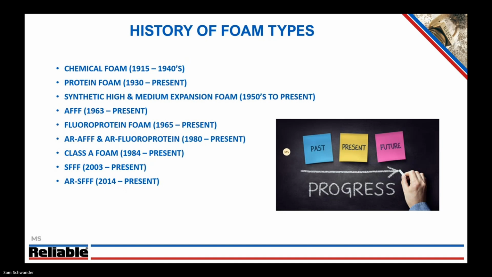Class A foams were developed in 1984. SFFs were originally developed in 2003, but most of that work hasn't really continued much until probably about 2010, and then after that, the development really kicked in. Then in 2014, the first alcohol-resistant synthetic fluorine-free foam came out.